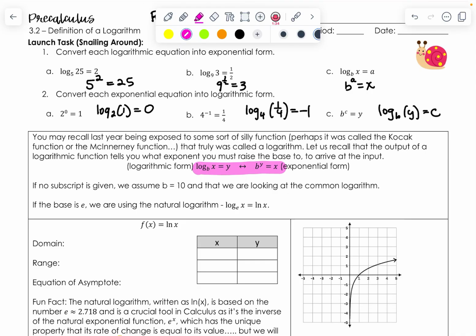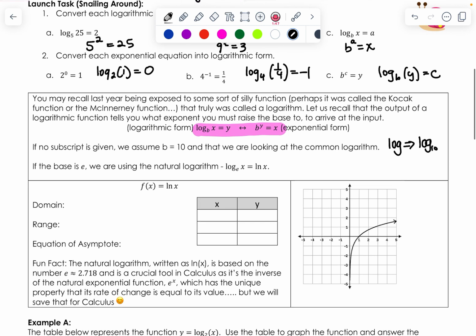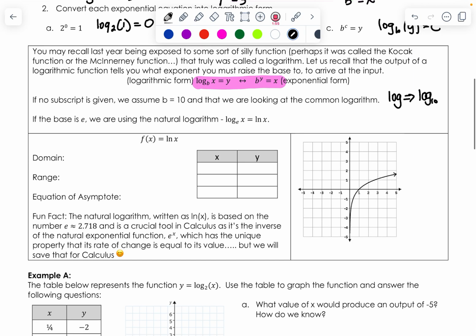If no subscript is given, that's called the common log, log is implied to be log base 10. It's called the common log. If you have a base of e, log base e of x, we use natural log, ln x. Okay, it's not a 1, that's an ln x.